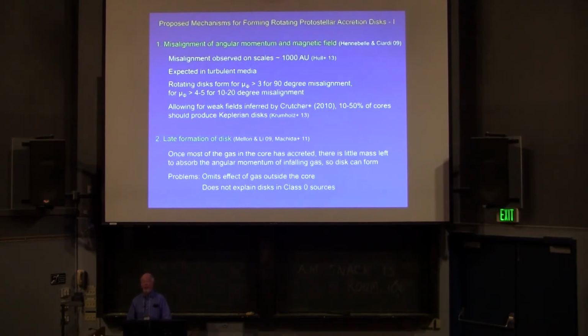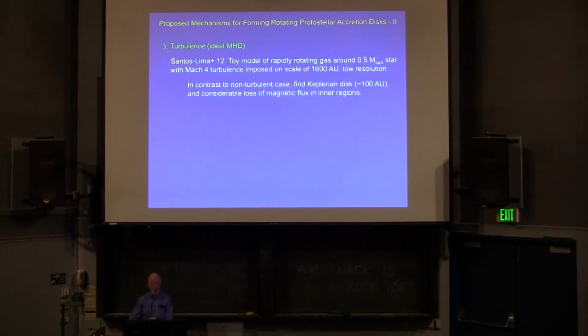And secondly, as we've seen, class 0 protostars actually already have disks. This picture would suggest that they don't. So I don't think that one works. The third possible explanation is that the turbulence does it. So even though you have ideal MHD, they've done some simulations.